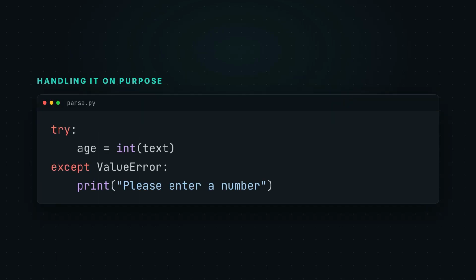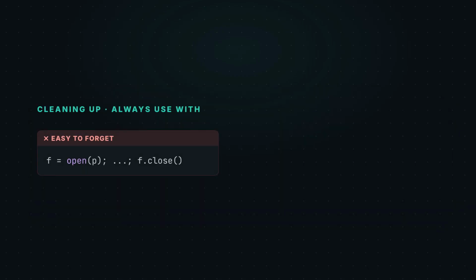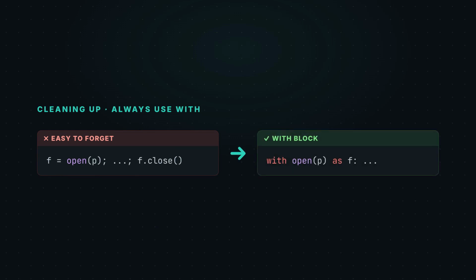Now, handle it. Wrap the risky bit in a try. If a ValueError happens, the except block catches it, and you respond calmly instead of crashing. Catch only the errors you actually know how to handle. Nothing more.